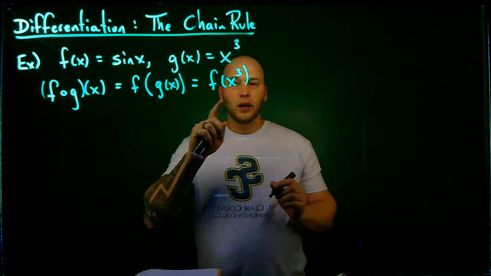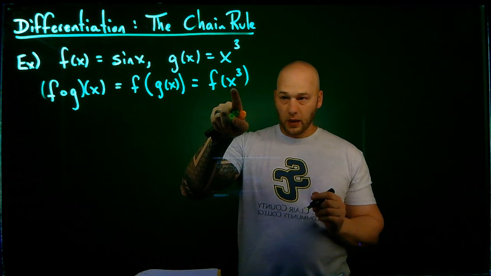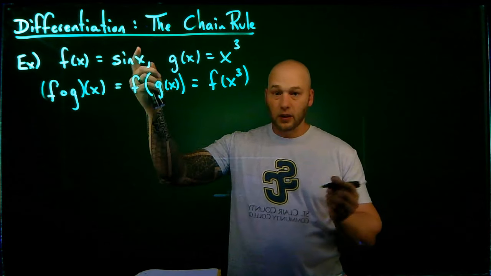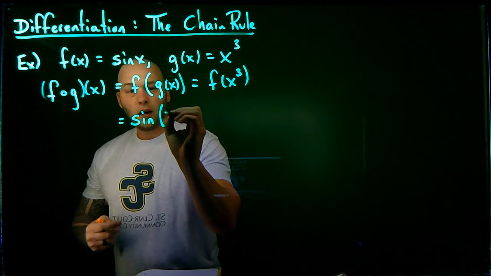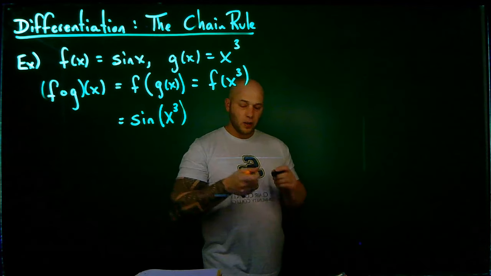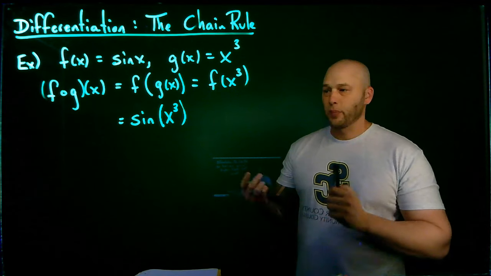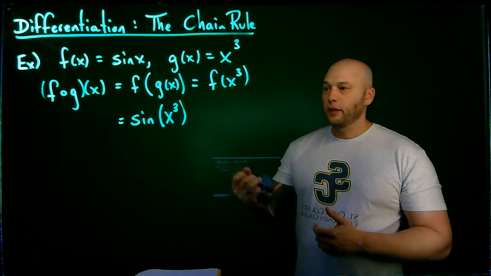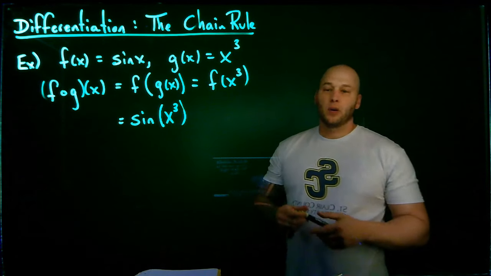And the idea is the input now goes into f. X to the third as my input gets plugged into the function f, meaning it gets plugged into the sine function. And this would give me sine of x to the third. Now notice that this function right here is not applicable to your previous differentiation rules. It's not a product, sum, quotient, constant multiple of those functions. It is a composition of those.